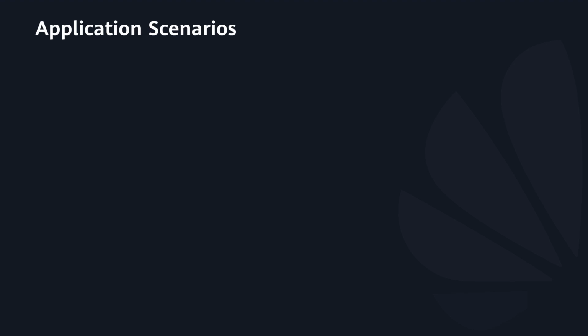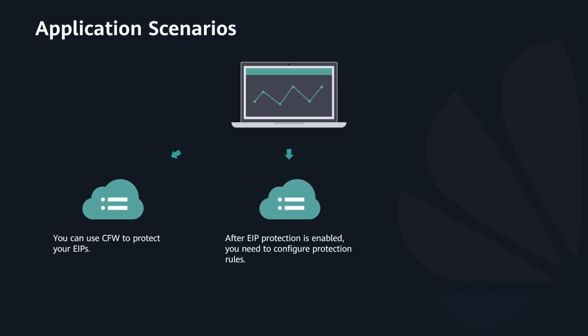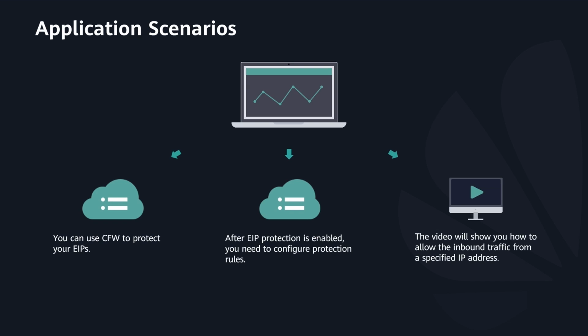Huawei Cloud Firewall Service Demonstration Video: allowing inbound traffic from a specified IP address. You can use the CFW to protect your EIPs. After EIP protection is enabled, you need to configure protection rules to implement the protection mechanism. This video demonstrates how to allow inbound traffic from a specified IP address.